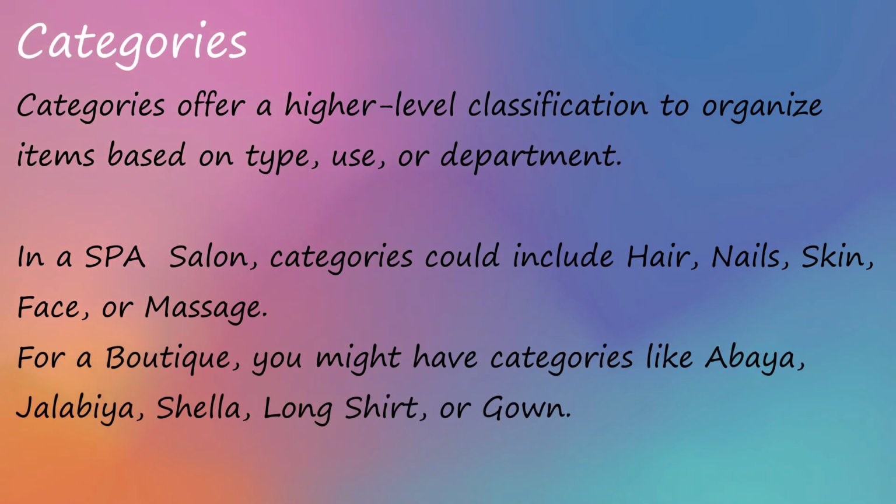Categories. It offers a higher-level classification to organize items based on type, use, or department. For example, in a spa salon, categories could include hair, nails, skin, face, or massage. Whereas, for a boutique, you might have categories like abaya, jalabaya, shella, long shirt, or gown.